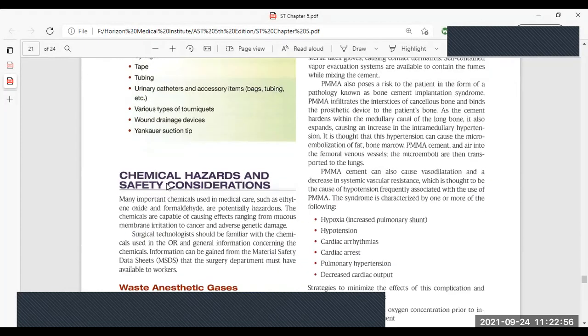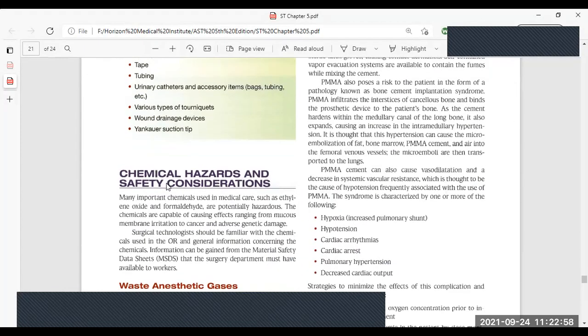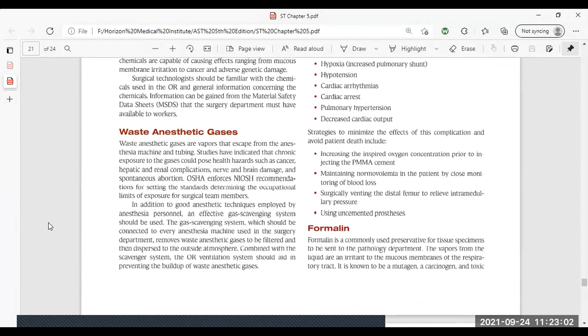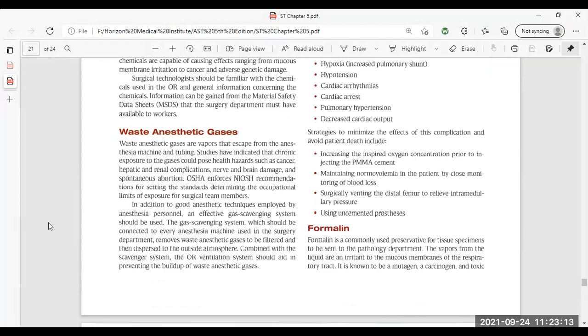Okay. So let's talk about chemical hazards. There are a lot of things that we want to make sure we are protecting the patient and ourselves from in the OR. Remember, we talked a little bit about your ESU plumes. Those surgical plumes can be a concern.